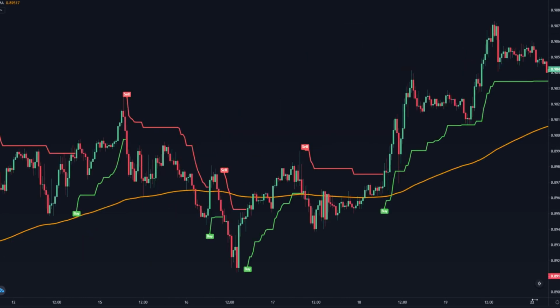The next strategy that I personally use when trading the super trend indicator is by combining it with another indicator such as the 200 EMA.